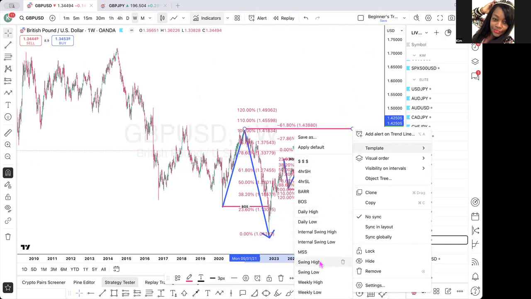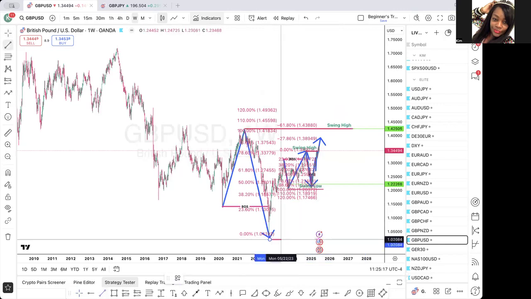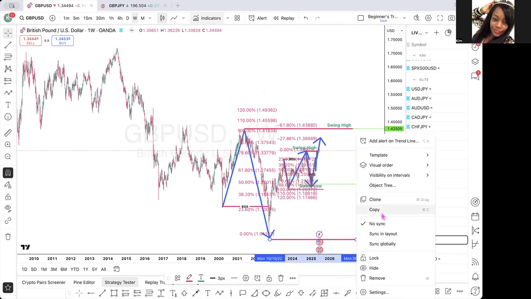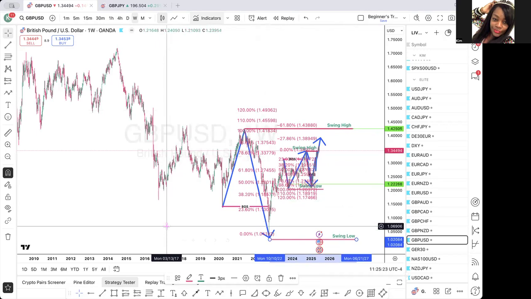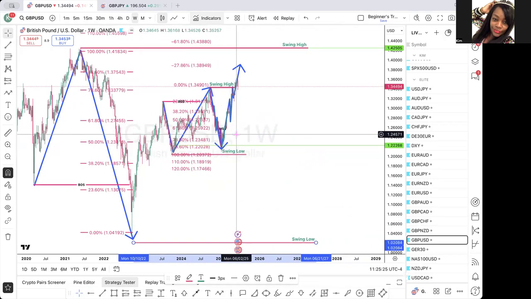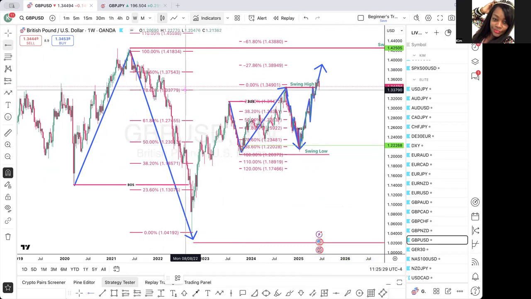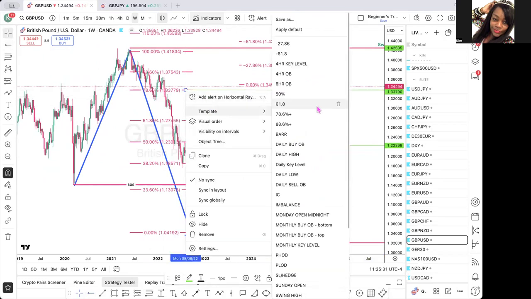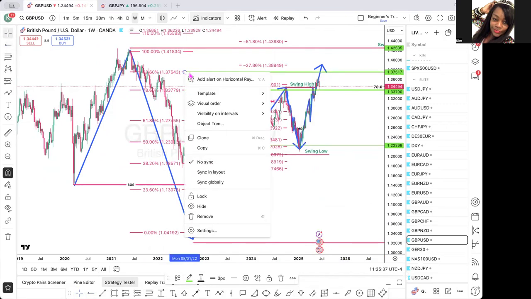Higher time frame. This is the last structure. So I'm going to mark up my swing high. I'm going to mark up my swing low. Okay. And I am going to mark my 78. And I'm going to mark my 88. Right?